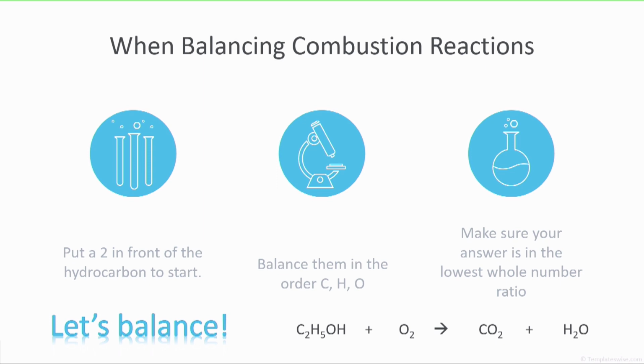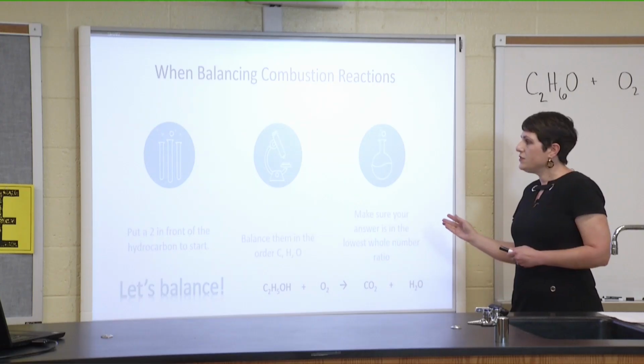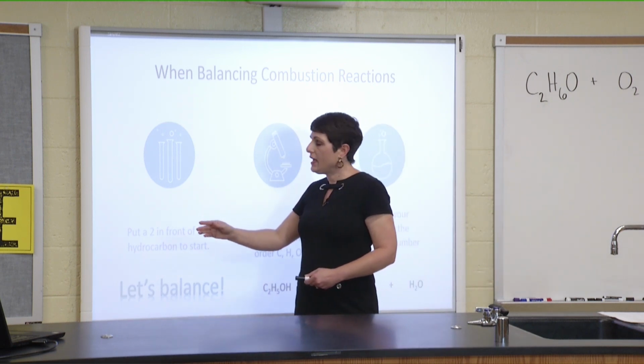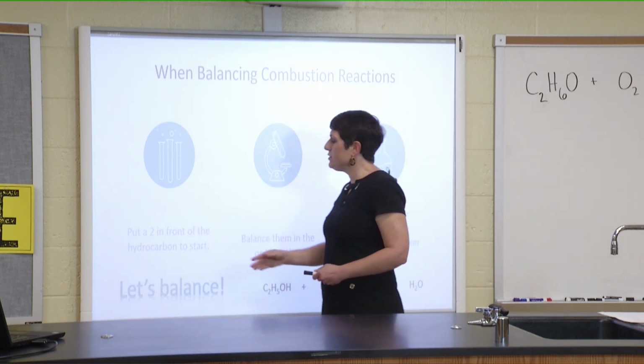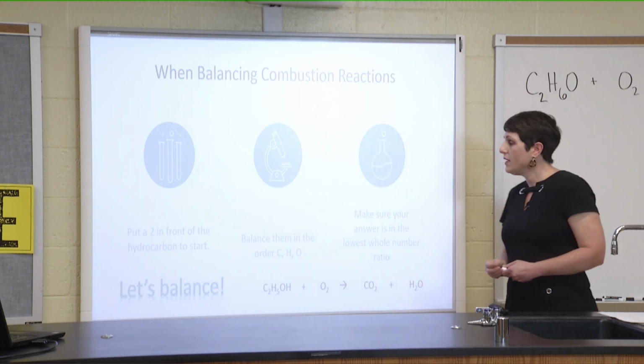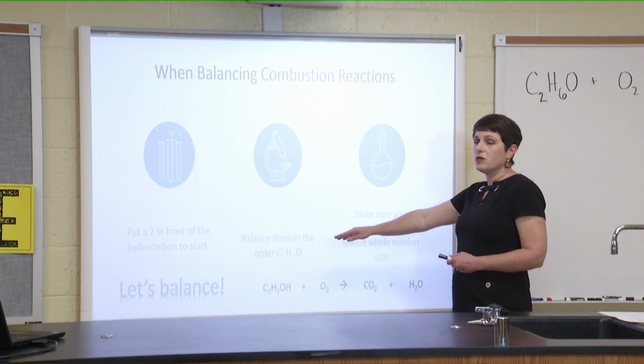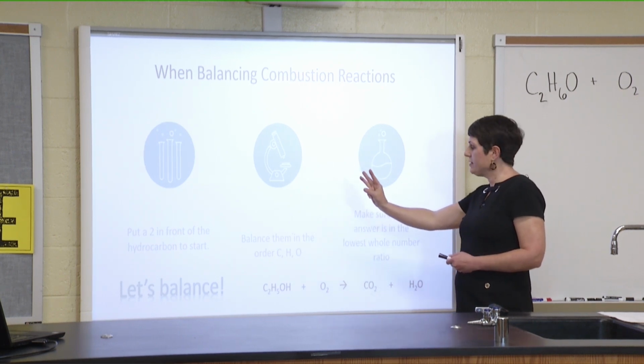So this is a fail-safe way to actually get through a combustion reaction. We're going to do these together after I say what we're going to do. So we're going to put 2 in front of the hydrocarbon to start, and then we're going to balance the carbon, hydrogen, and oxygen in that order. First carbon, then hydrogen, then oxygen.